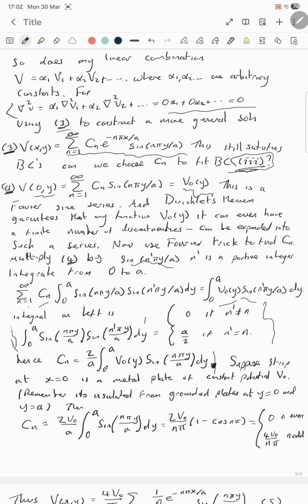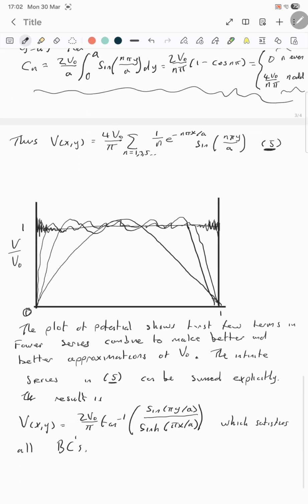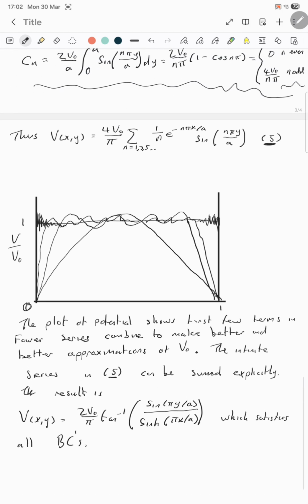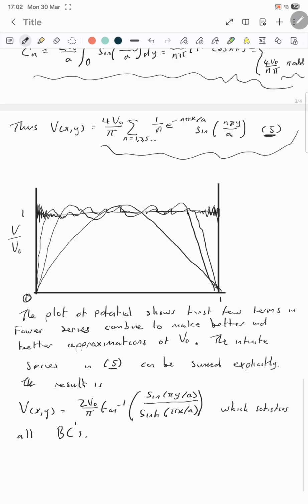Now suppose the strip at x equals 0 is a metal plate of constant potential V naught. Remember, it's insulated from the grounded plates y equals 0 and y equals a. Then our C of n is given here, and this holds when n is odd and is 0 when n is even. Now V of x and y equals this, which is equation 5.